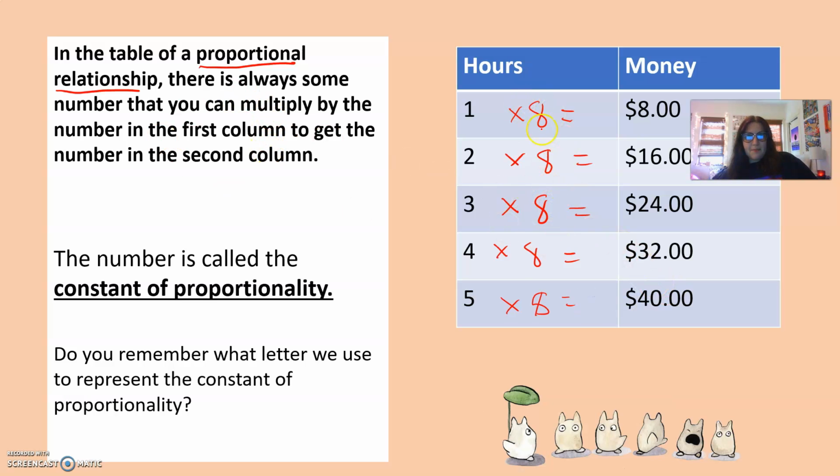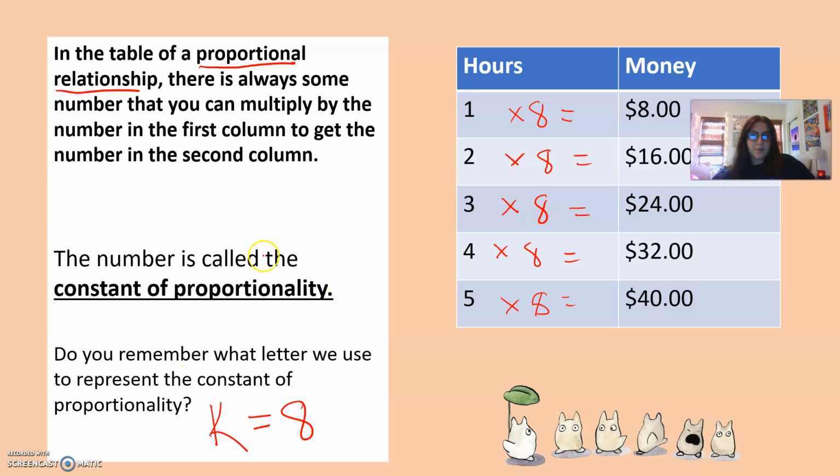So this number that I multiply each number by is called the constant of proportionality. Last year, you might have learned a letter that we use for this, and that letter is K. So the number that we multiply each of these numbers by to get this number is 8. We call that K, the constant of proportionality. So our K here equals 8.